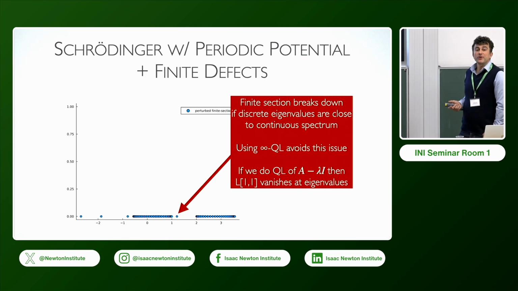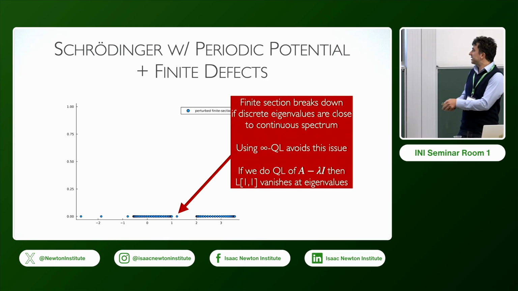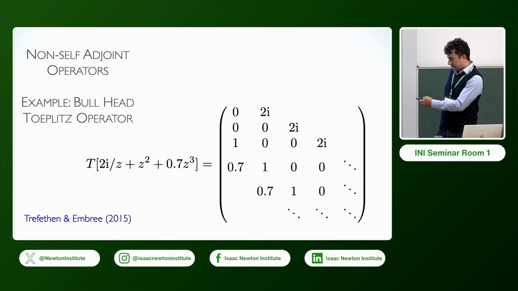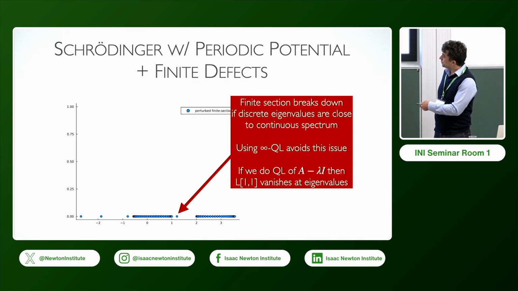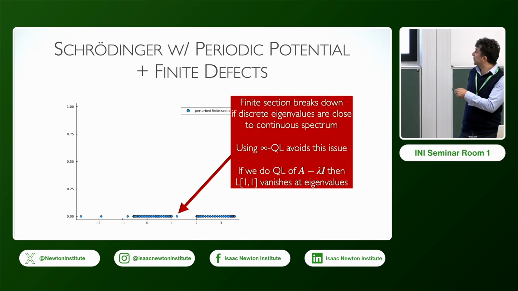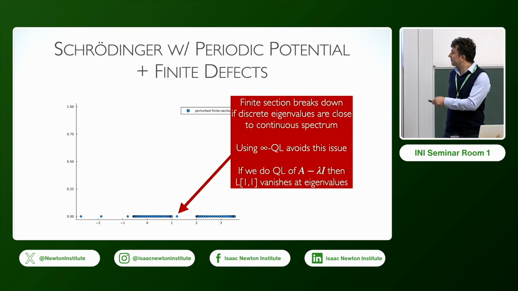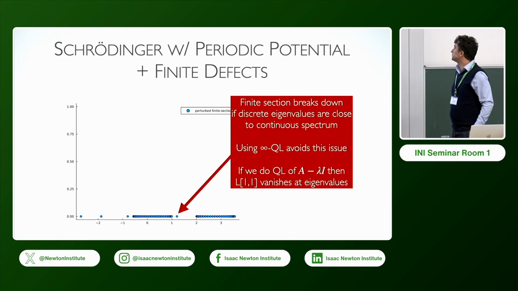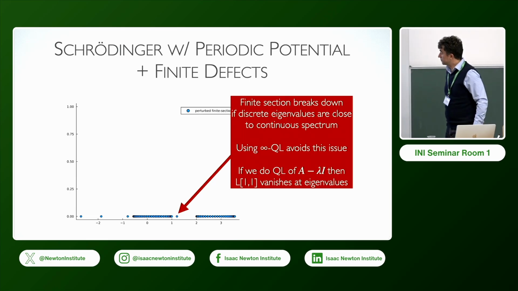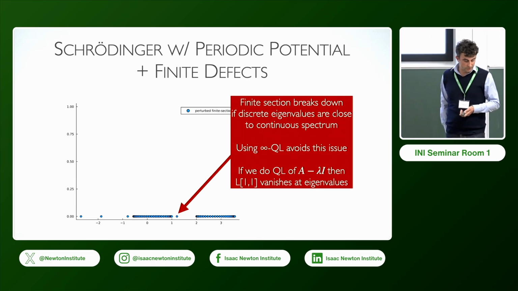Another issue that also comes up in 1D is if these discrete eigenvalues get too close to the continuous spectrum, their accuracy breaks down. Where if we were able to work with infinite dimensional QL, we could compute these eigenvalues arbitrarily close to the continuous spectrum. Okay, so that's generally the motivation.